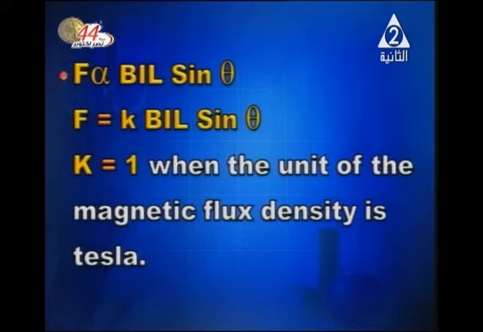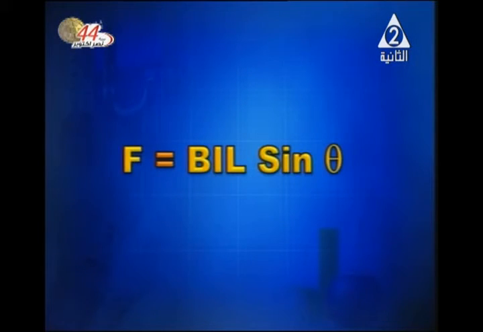We expect to find a constant. It is denoted by K. But the constant is equal to 1 when the unit of magnetic flux density is Tesla. So the expression will be just F is equal to BIL sine theta. This is the expression that gives the magnitude of the magnetic force acting on a current carrying straight wire.